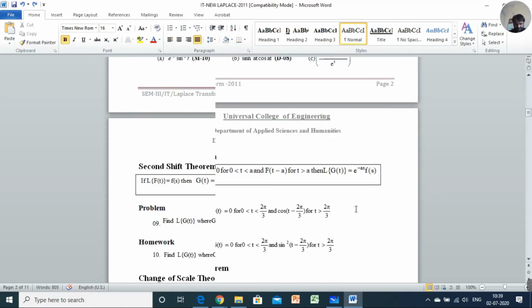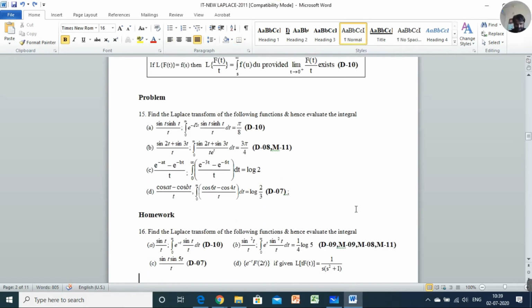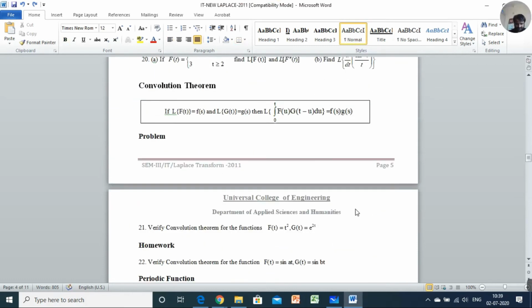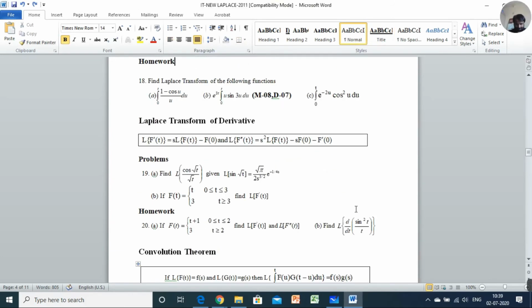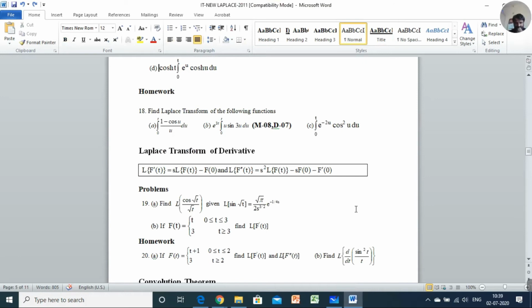Wait, I will just bring up the Laplace transform of derivative part, so that we will solve it. Sir, f of t we can easily find by Laplace transformation, but f dash of 0, how can we find? Just put the value t equal to 0 in whatever function is given.